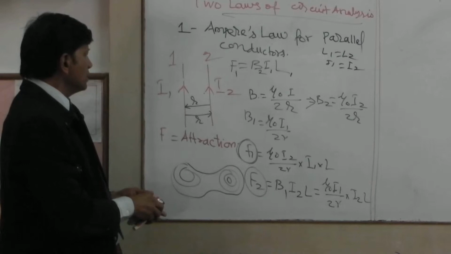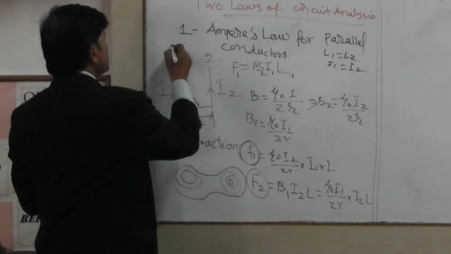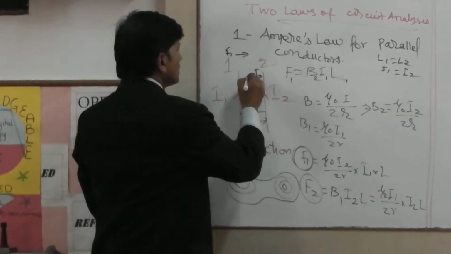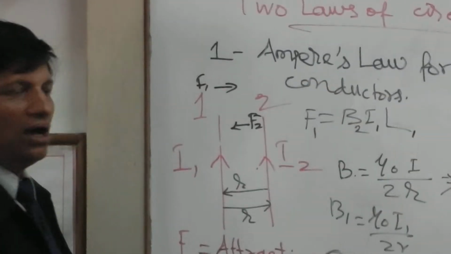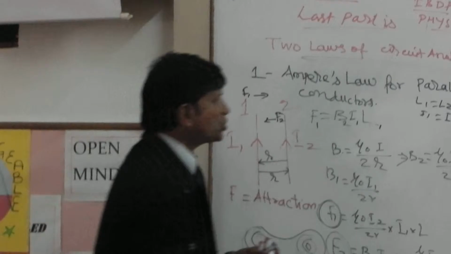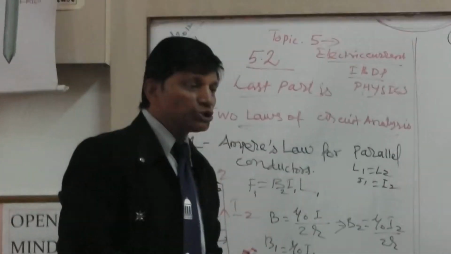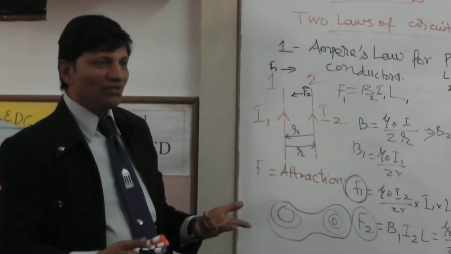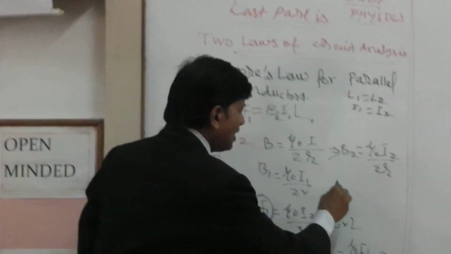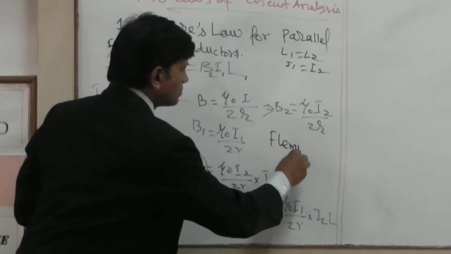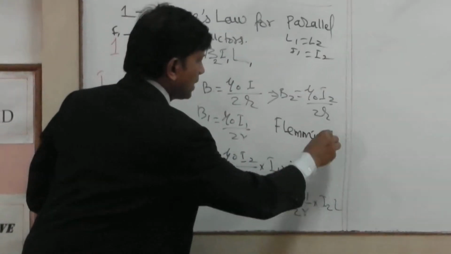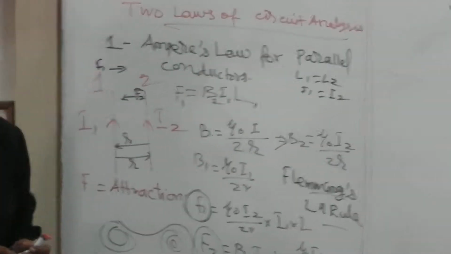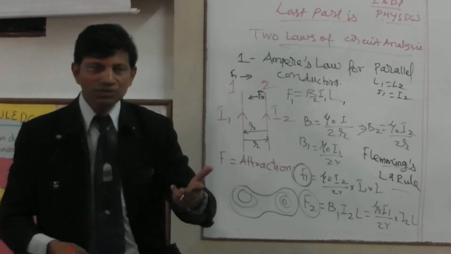I am saying that F1 will be in this direction and F2 will be in this direction. How? You have to apply which rule? Fleming's rule for motion of a conductor. Fleming's left hand rule or right hand rule? Fleming's left hand rule. So apply Fleming's LH rule. Do you want me to show Fleming's left hand rule? No, sir, we know.